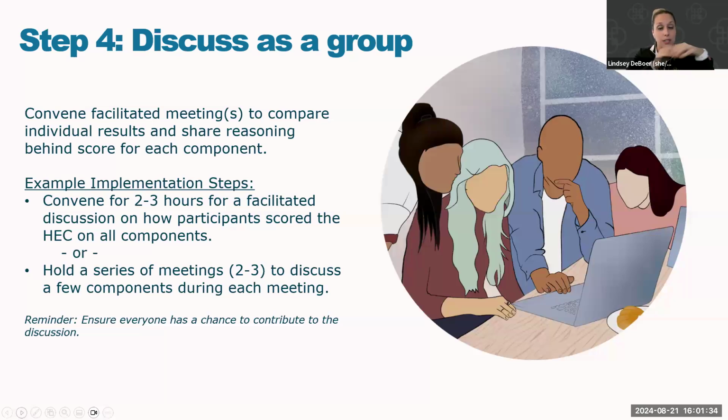Or you could do this in a series of meetings. Maybe you tackle this like half of them get done in meeting 1, half of them get done in meeting 2. Depending on what your agenda is and what you think is best, there's a couple of different ways. Just make sure that everybody has a chance to talk about how they scored the council and provide their rationale for why.